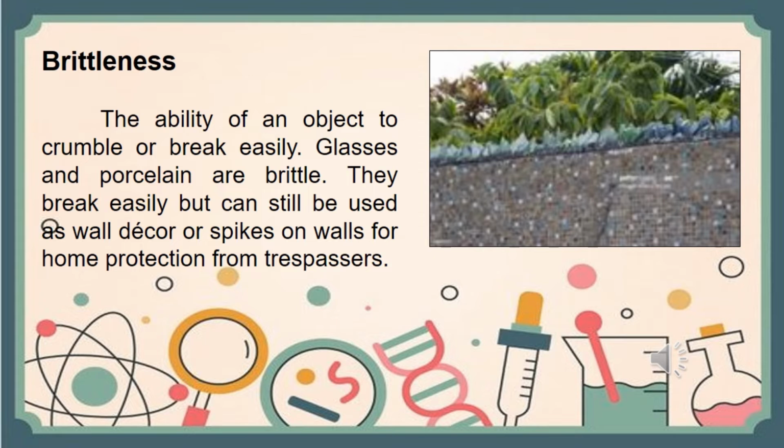Second is the brittleness. Brittleness is the ability of an object to crumble or break easily. Glasses and porcelain are brittle. They break easily but can still be used as wall decor or spikes on walls for home protection from trespassers.